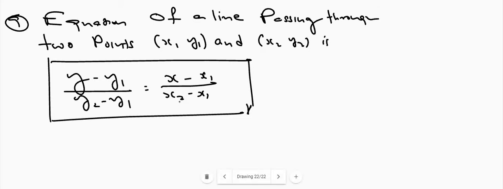To find the equation of a line passing through any two points, we can use this formula, known as the two-point form.